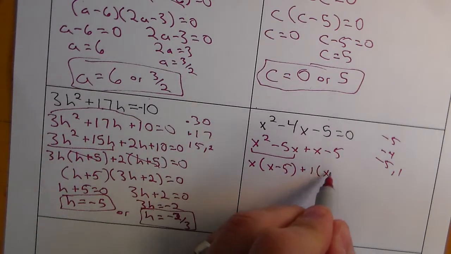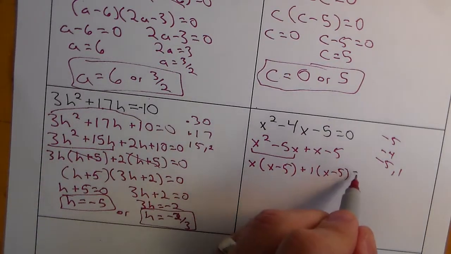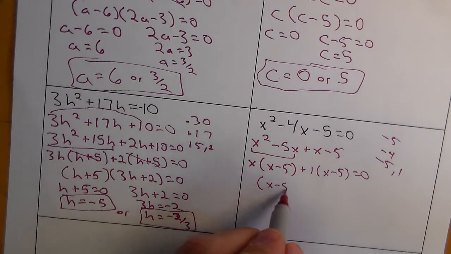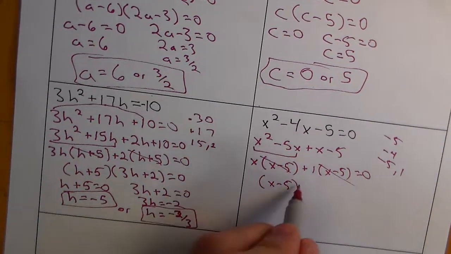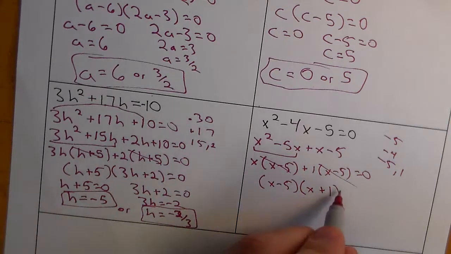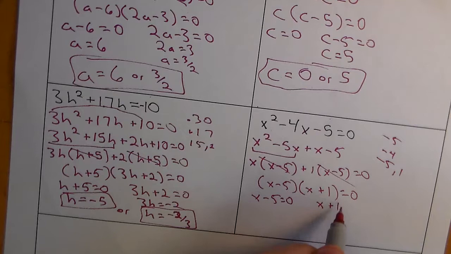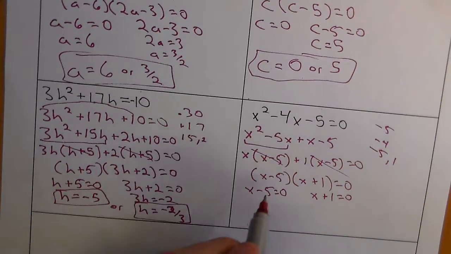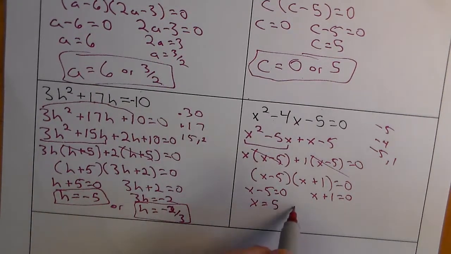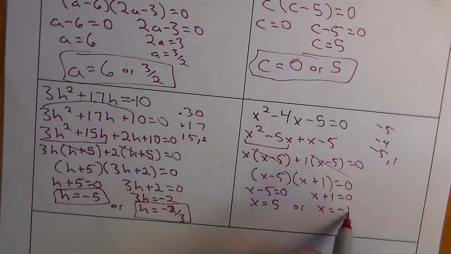Can't factor anything out of the next two, so we're just going to write the 1 on the outside. They both have x minus 5. That factors out. X plus 1 is left, so we'd say x minus 5 equals 0, and x plus 1 equals 0. This gives us x equals 5, or x equals negative 1.